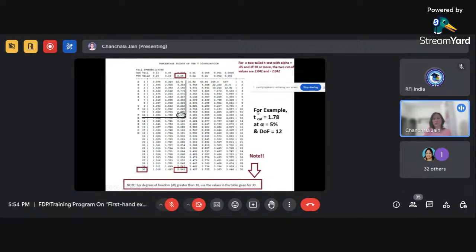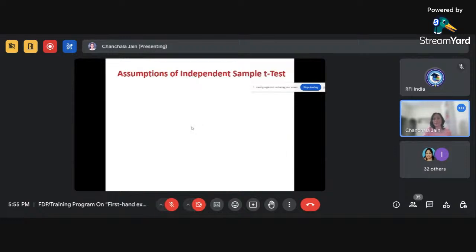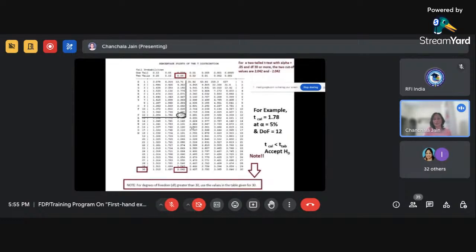And suppose your calculated value is 1.78, you can compare these two figures. It is quite clear that the calculated value, which is 1.78, is less than 2.179, right? So you are going to accept your null hypothesis. So this is the manual procedure of calculating the t-test. I think till this point it is fine.